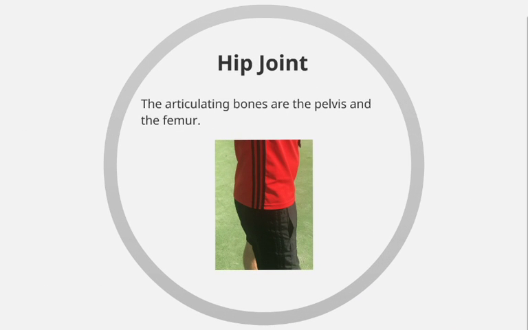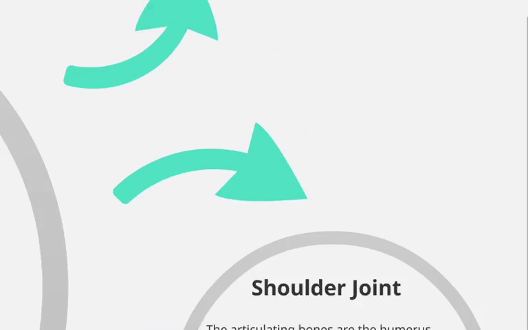So the hip joint then, the important bones, or the articulating bones that we need to know about here, are the pelvis and the femur. The pelvis, as we know, is the bigger bone in the hip, and the femur is the big bone in our upper leg that runs from our hip to our knee.